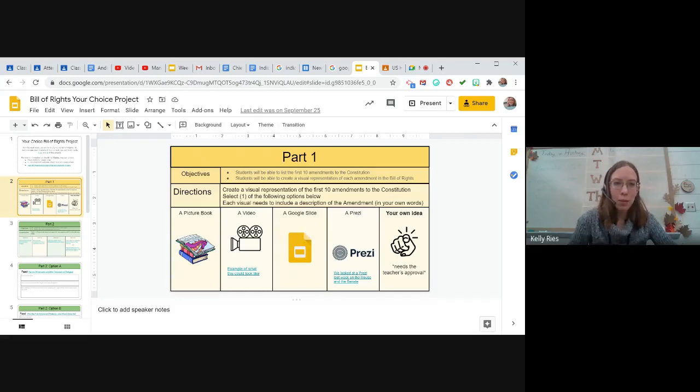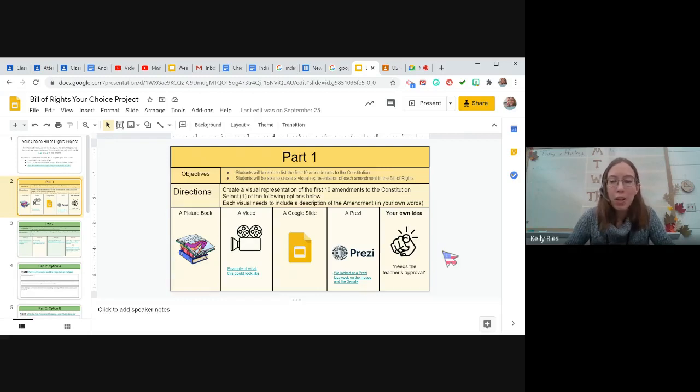Probably the most popular one that I've seen is folks would make a Google Slides presentation of the 10 amendments. On each slide, you have one of the 10 amendments, with the definition in your own words and a picture to represent that amendment. Then you could also make a Prezi presentation. It's kind of like Google Slides, but a little bit different. I have linked down below what one might look like.